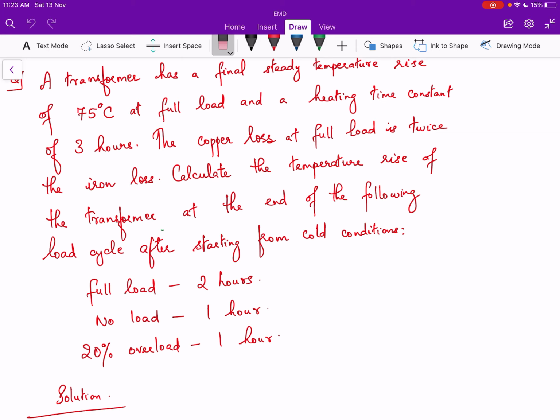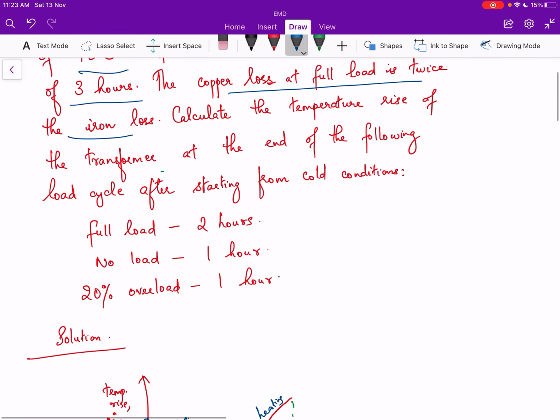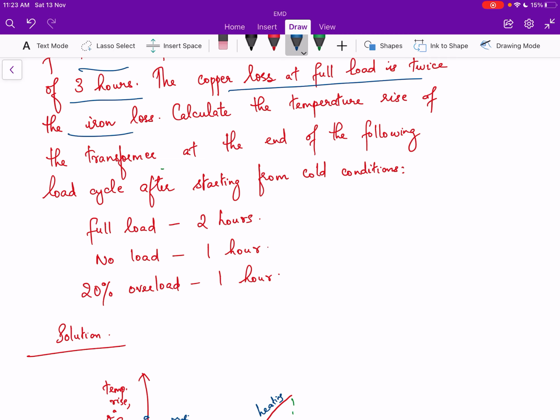So it is given in the question that the final steady temperature rise of the transformer corresponding to full load is 75 degrees Celsius and the heating time constant is 3 hours, and the relation between copper loss and iron loss is given as copper loss at full load is twice the iron loss. So we are asked to calculate the temperature rise of the transformer at the end of the load cycle, and the load cycle is also given.